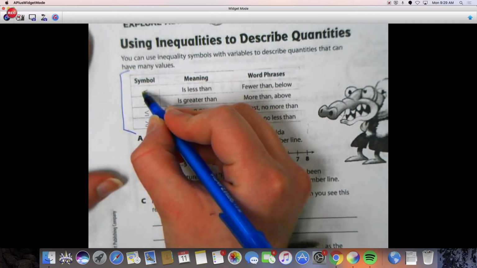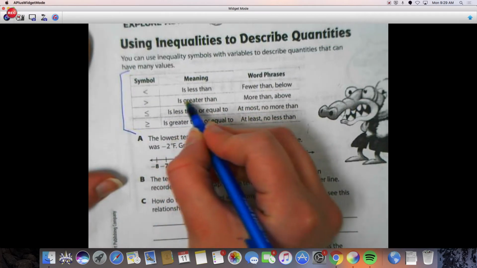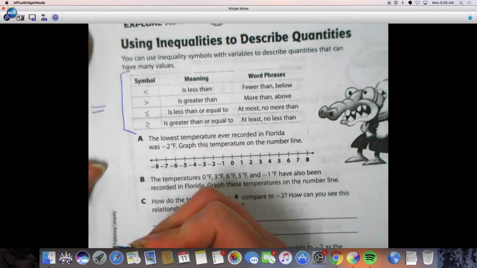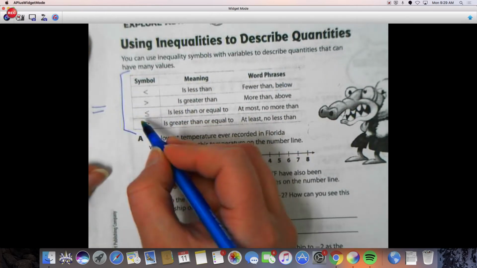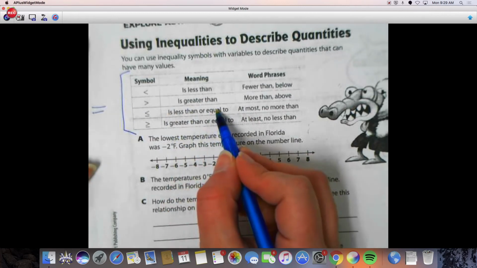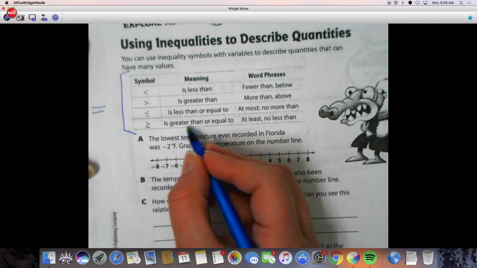This symbol means it's less than. This symbol is greater than. The symbol with the line has half of an equal sign. That's what that bottom line comes from, an equal sign. That means it's less than or equal to. And then the greater than with the line under it means is greater than or equal to.